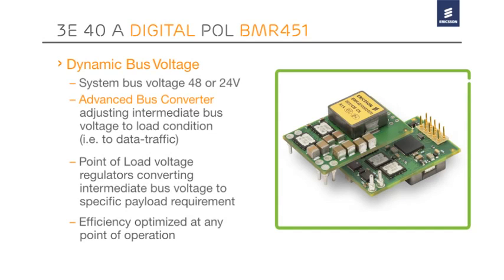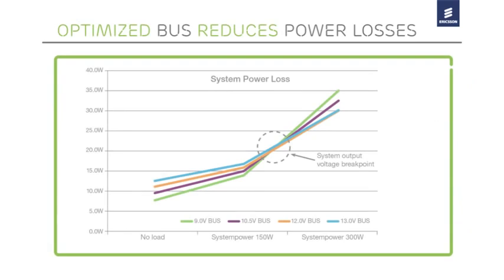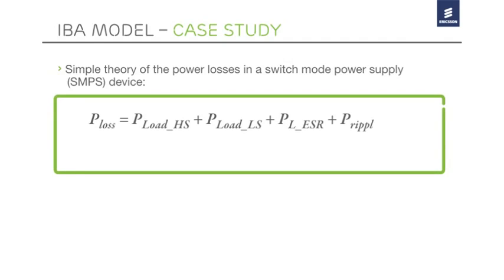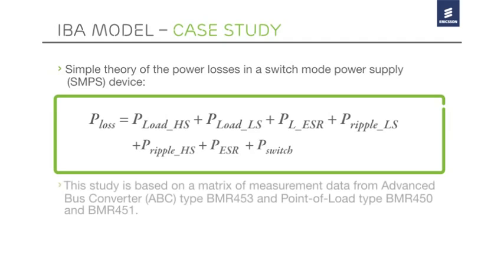One immediate benefit offered by such products is to precisely trim bus voltage to optimize performances to system demand. Modeling power losses in a switching mode power supply is in theory not too complicated and is represented by this equation. In practice, however, it is much more complicated than it seems to be, which is why we decided to base our algorithm on a matrix of data measured from a set of devices. This allows us to verify the correlation of the measurement to the simulation.